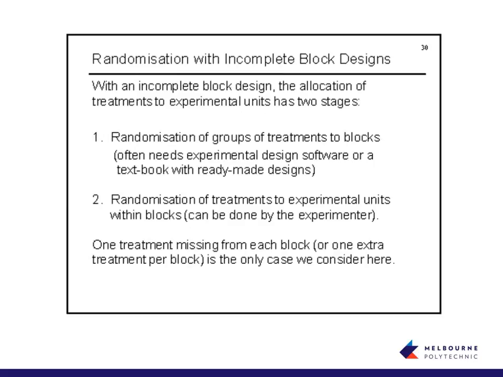The main thing with incomplete block designs we need to remember is we need to maintain the randomization. So not only do we have to randomly assign treatments to experimental units within blocks, we need to take one step back as well and randomly assign subsets or groups of treatments to blocks, because not every treatment can be in each block, but we need to do this randomly.